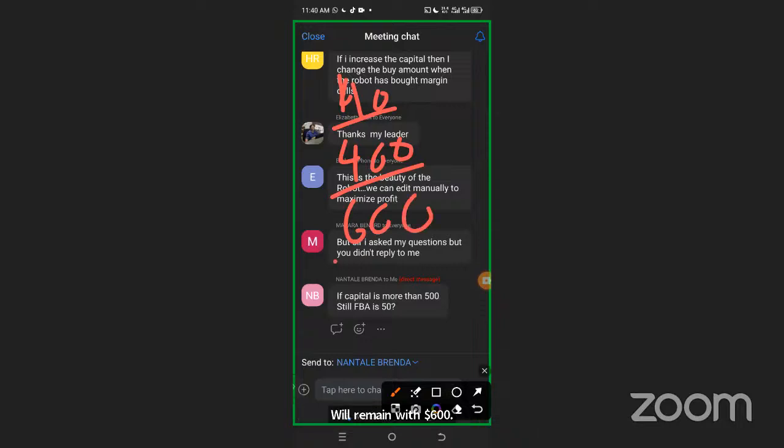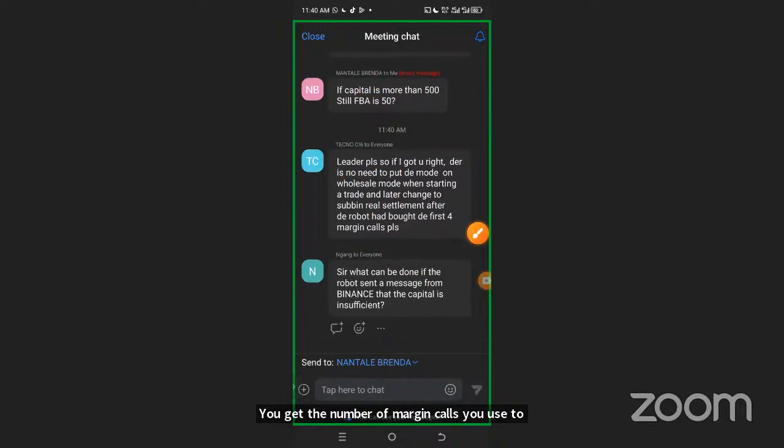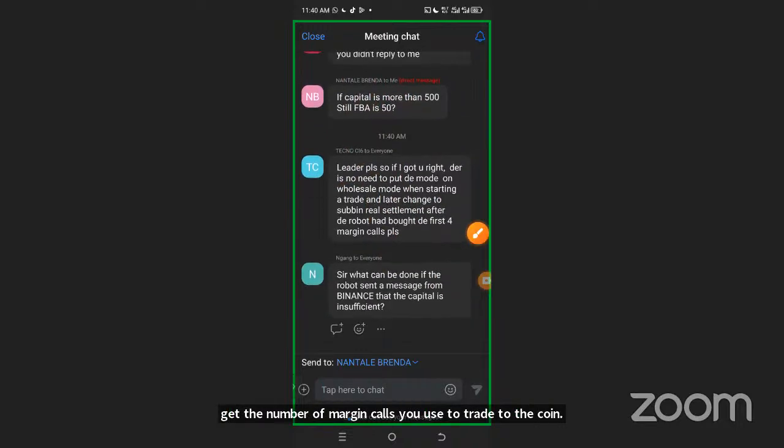With the $600, you can say, let me divide it by 5, and 5 becomes your second first buying amount. Or you can say, let me divide it by 10, and 10 becomes your second first buying amount. Then you get the number of margin calls you will use to trade the coin. The other settings remain the same: 0.2, 0.3, 0.4, 0.5 down there. Then the number of times is one time.